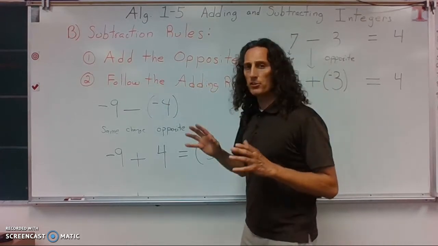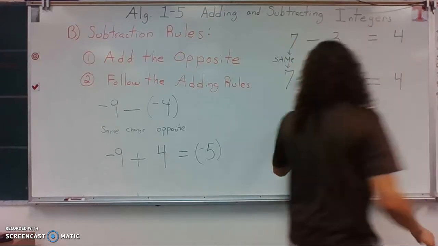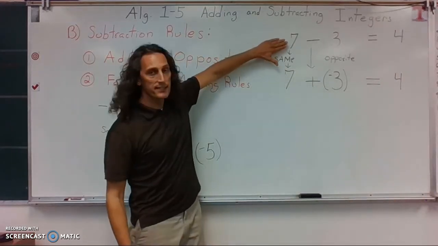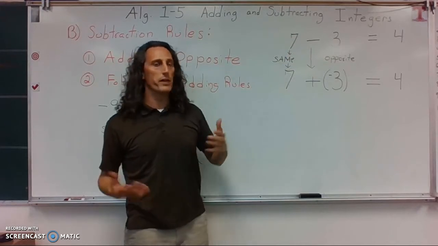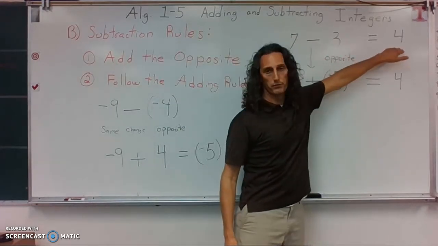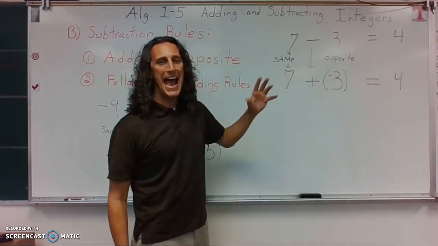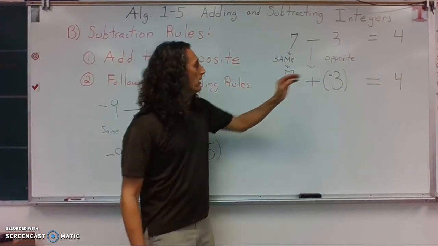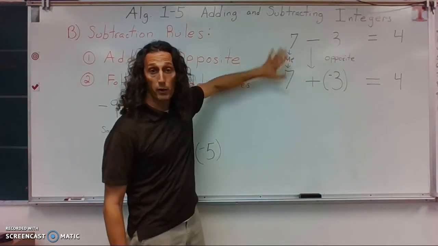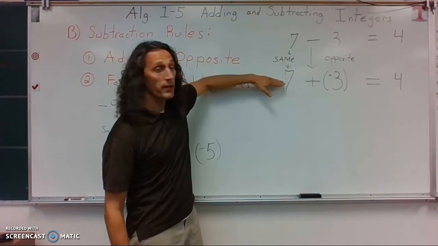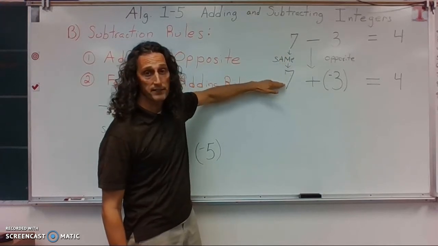Okay, so let's look at this problem right over here. So we have a standard 7 take away 3, right? And all of us know that 7 take away 3 is 4. But here's what I mean by adding the opposite. The first number, the 7, don't touch that. That always stays the same. Just drop that down. The first number always stays the same.